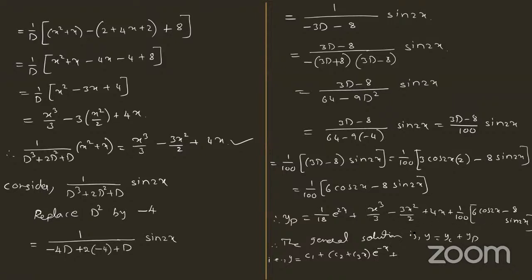You see, I'm writing all this as it is. So it is 1 by 18 e to the power of 2x plus x cubed by 3 minus 3x squared by 2 plus 4x plus 1 by 100 into all these things. You see, 6 cos 2x minus 8 sin 2x. So that's your final solution. And see if anybody has any questions in that, you can ask.